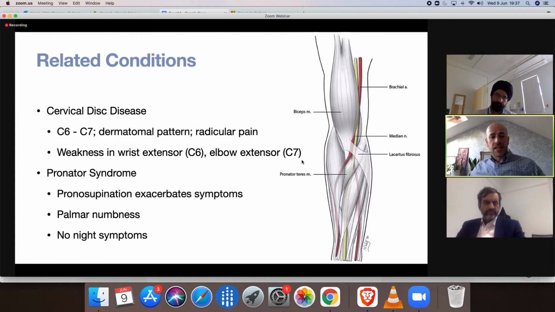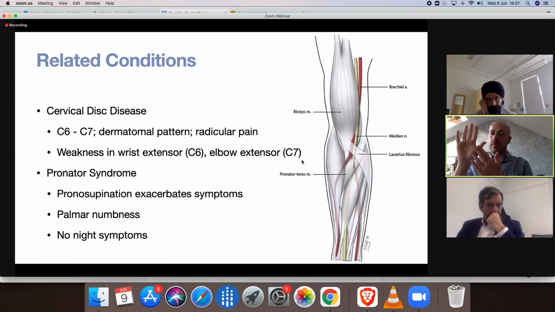A related condition, just briefly touching upon, is cervical disc disease. Classically, a disc at C6 or C7 reproduces numbness, with C6 being more thumb and C7 approaching more the middle finger. So that can be confused with carpal tunnel syndrome with the median nerve sensory pattern.